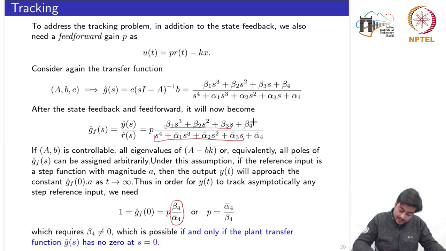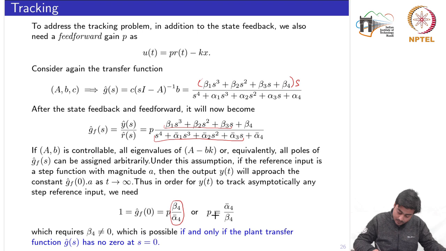Right? Because if there is a zero available at the origin, then we know that the numerator cannot be changed. The roots of the numerator polynomial cannot be changed. So this zero would stay as it is. If it stays as it is, then the DC value would definitely be 0. In that case, we cannot track any reference signal because the response would always be 0, since the denominator is always a stable Hurwitz polynomial.